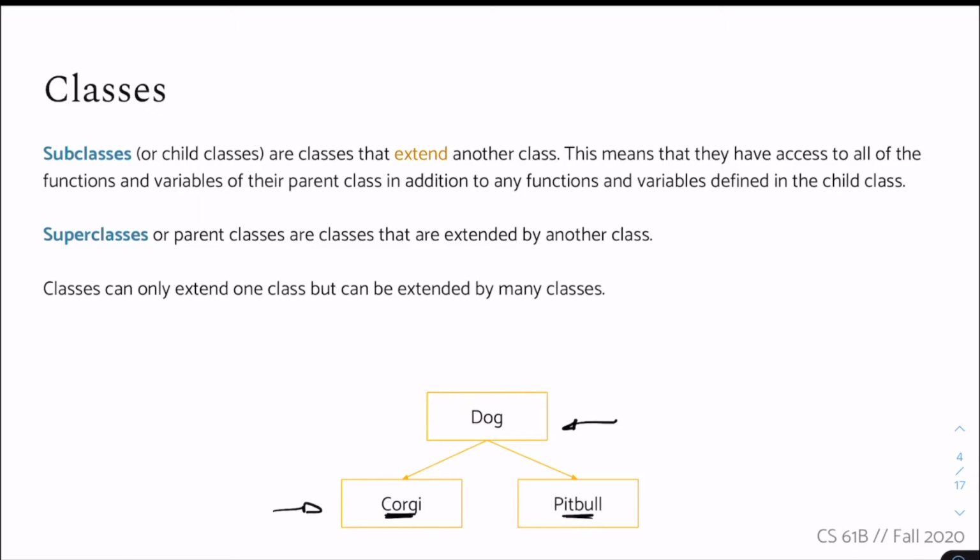A class can be both a subclass and a superclass. This is more of a relationship, kind of like saying dog is like the mom and Corgi is the child. So it is possible, for instance, for dog to extend a different class. It's possible for Corgi to be a superclass. This is just a relationship between two classes. Classes can only extend one class, but they can be extended by many classes.